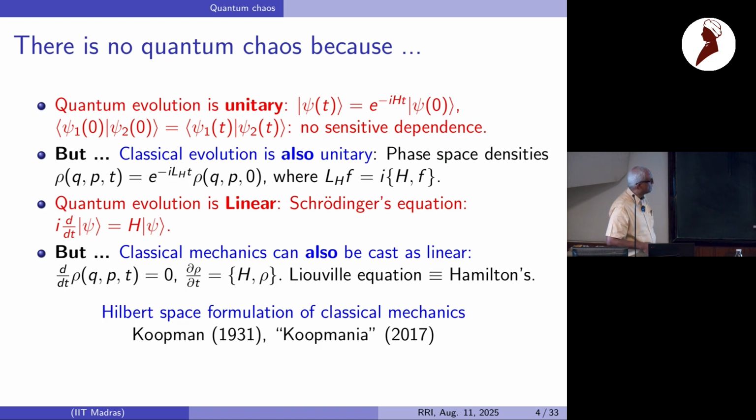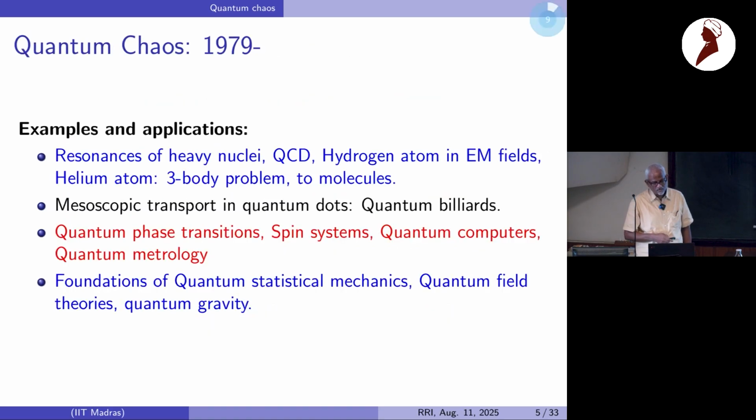In fact, the Hilbert space formulation of classical mechanics has been known for a long time, since 1931 actually. Koopman showed that classical mechanics can be formulated on Hilbert space, it's unitary, and so on and so forth. In fact, von Neumann used this to prove what is called the ergodic theorem. Birkhoff did a more general proof of that. So all of these things about it being unitary and linear are all red herrings. Quantum chaos is something deeper than that.